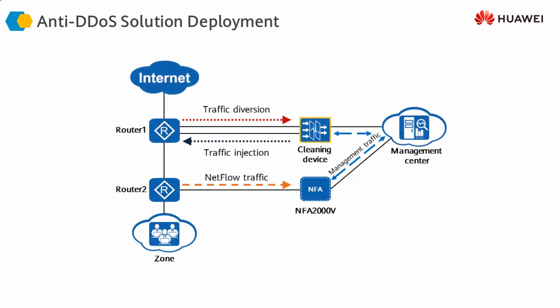This is what is going to happen. We have Huawei's NFA 2000V. The NetFlow traffic is coming from this router to the NFA 2000V. As soon as it detects an attack, it informs the management center. The management center instructs the cleaning center, and the cleaning center can start the traffic diversion, cleaning, and then injecting the traffic back into the network. The rest of the process is the same, except that we are detecting the traffic not using the detecting center, but the NFA 2000V, which is based on NetFlow or Huawei's NetStream architecture.